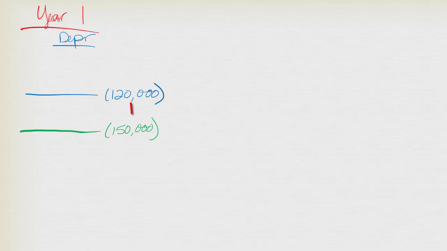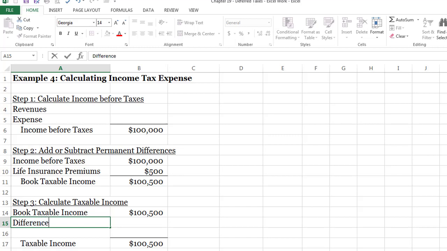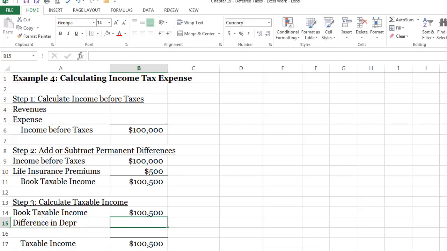So to go from GAAP to tax, I need to drop the value $30,000. So I need a negative adjustment. And I'm going to put that in right here. This is a difference in depreciation. And we said it was a negative $30,000.